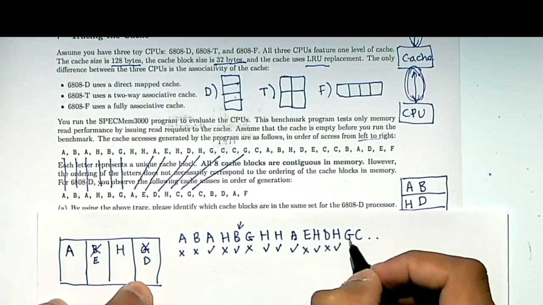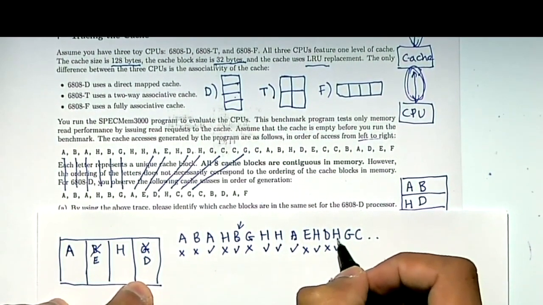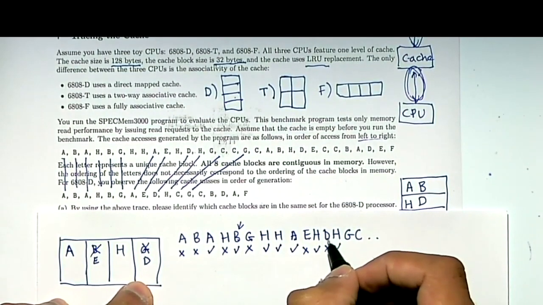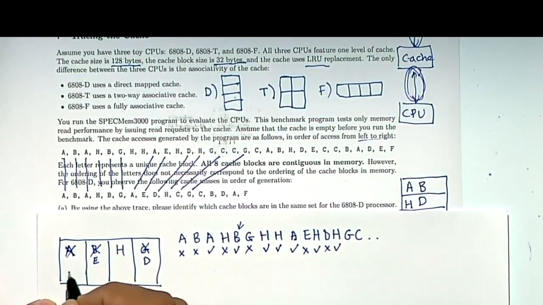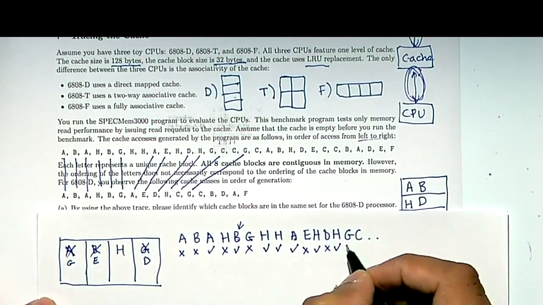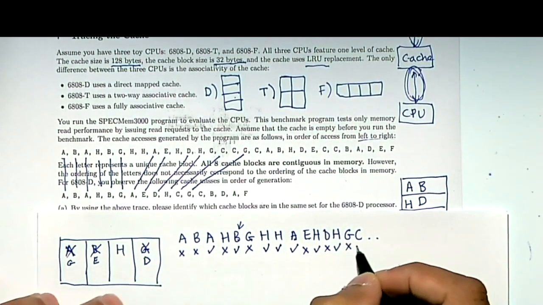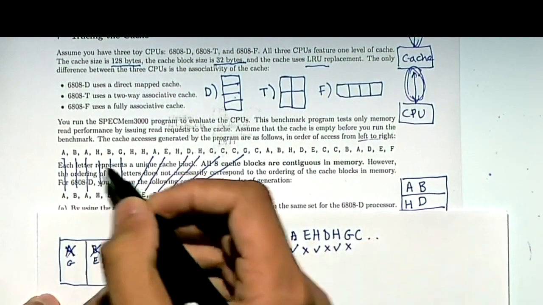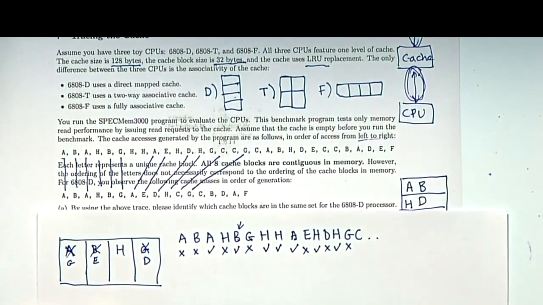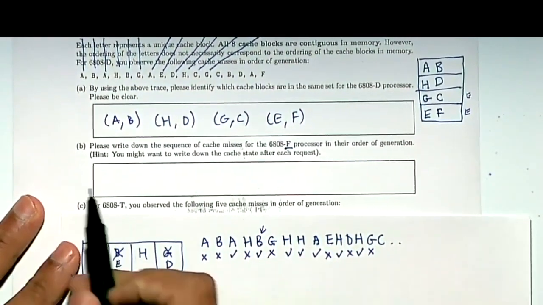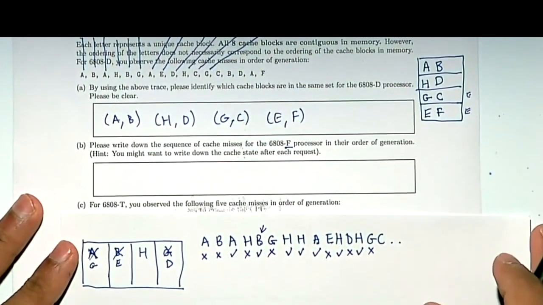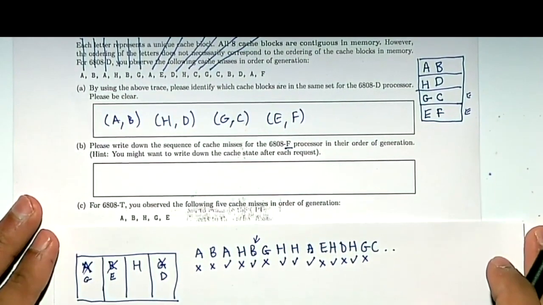So now we have to pick what to evict next. So the least recently used, again, not H, not D, not E, but A. So A gets evicted, and we replace it with G. And G is a miss. C. So basically you just repeat this process for the whole set of accesses that we have, and you write these down in order here. And that's basically the solution for part B.